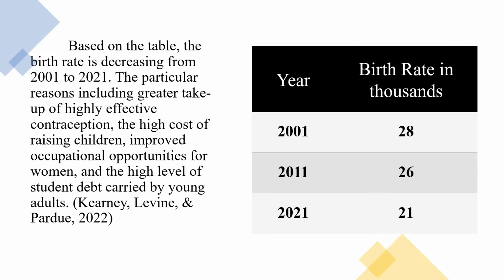Based on the table, the birth rate is decreasing from 2001 to 2021. The particular reasons include the greater take-up of highly effective contraceptives, the high cost of raising children, improved occupational opportunities for women, and the high level of student debt carried by young adults.